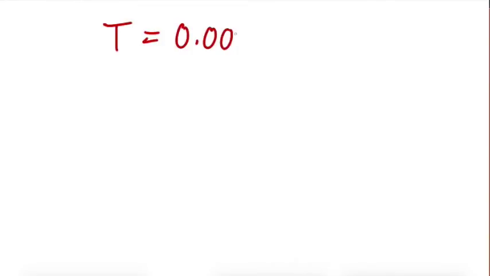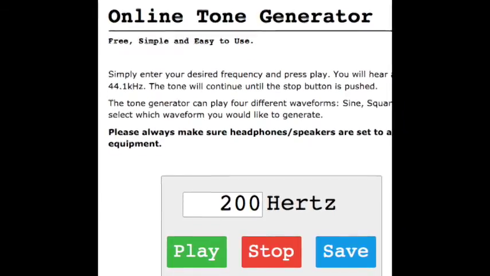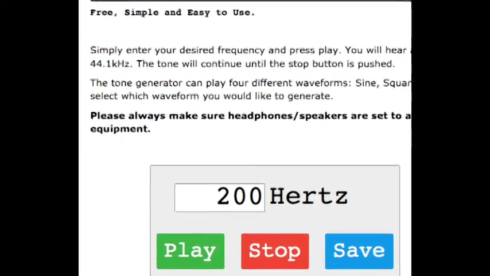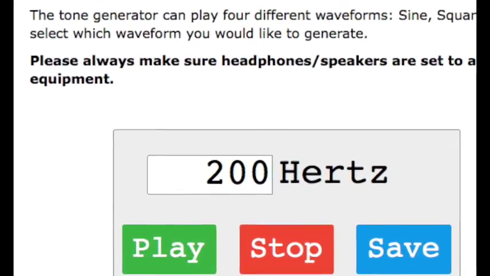Now I can calculate the frequency. The frequency f equals 1 second divided by the time period T. Here this equals 1 over 0.005 equals 200 Hz. As expected from the settings of the tone generator, 200 waves are reaching your eardrum every second when you hear this tone.